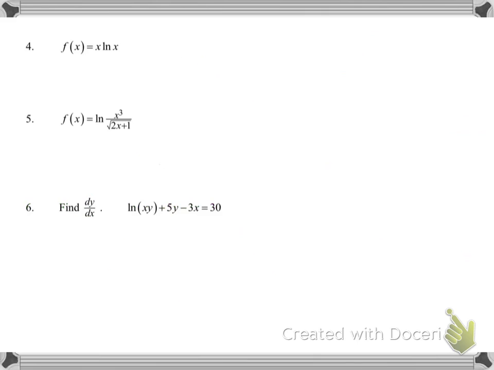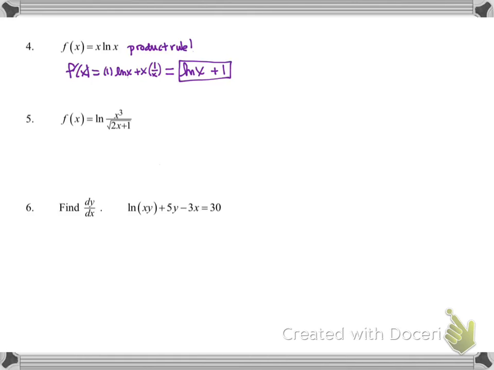Okay. Last couple of questions. If we notice this first one that we have here, looks like we're going to have to use the product rule because it's x times the natural log of x. So I'm going to take the derivative of the first, multiply it by the second, and then plus the first times the derivative of the second. And then that can be simplified just to the natural log of x plus 1.